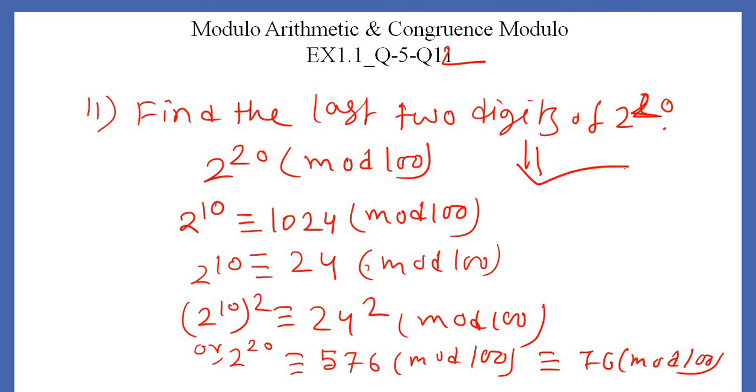Therefore the last two digits of 2 to the power 20 is what? 76. You can check the answer that is given in the book. Okay, I hope you have understood.